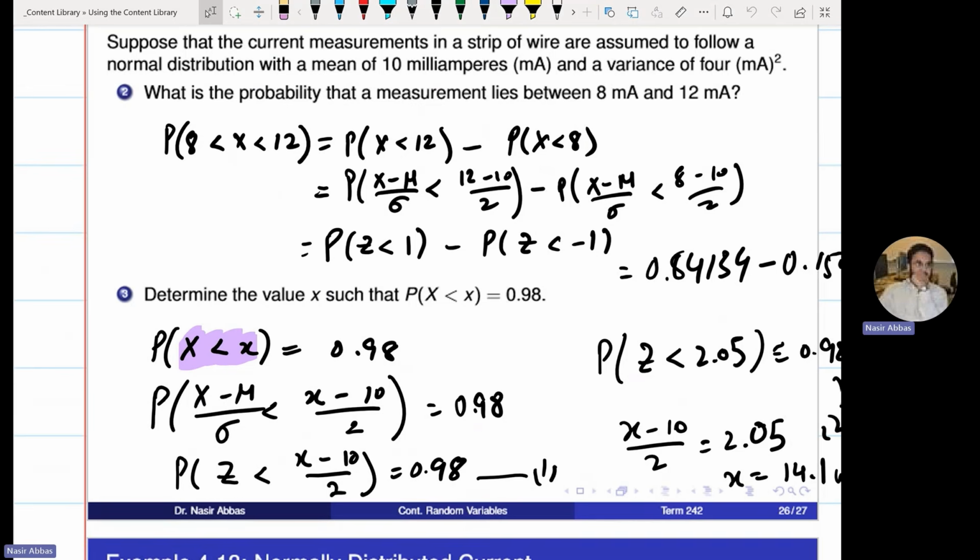The third question was the other way around. In the first 2 questions, I was given the value of x and asked for the probability. Now I'm given the probability and asked for the value of x. So this is the reverse use of the table. That means you will look inside the table for 0.98 and your answer is at the edge of the table, which is the value of z. So we converted x again into z, and after converting it, we looked into the table and the value was 2.05. We compared these 2 equations to come up with x equals 14.1.